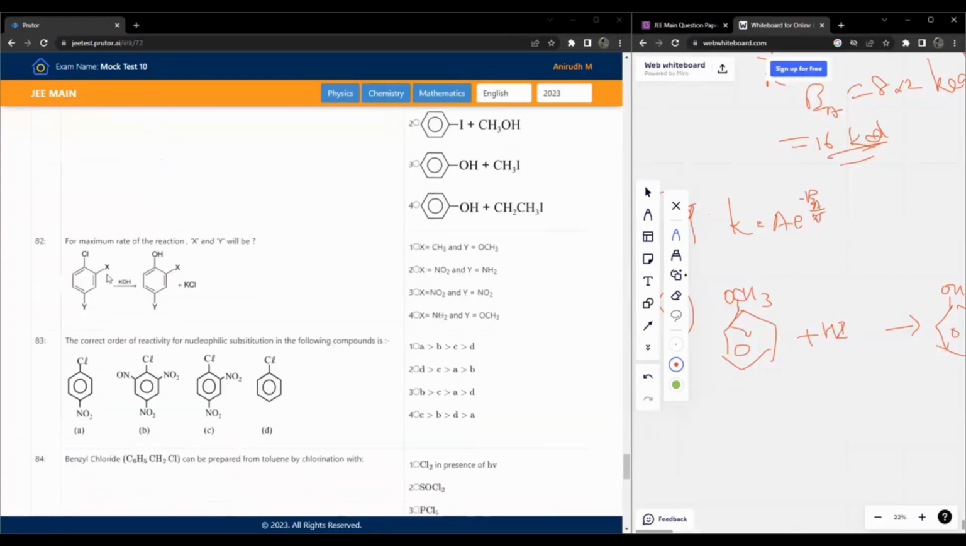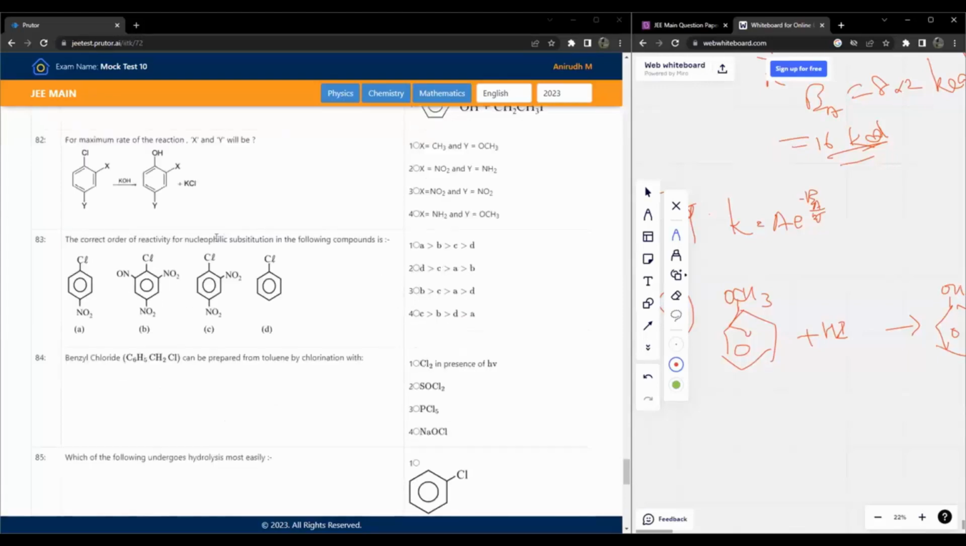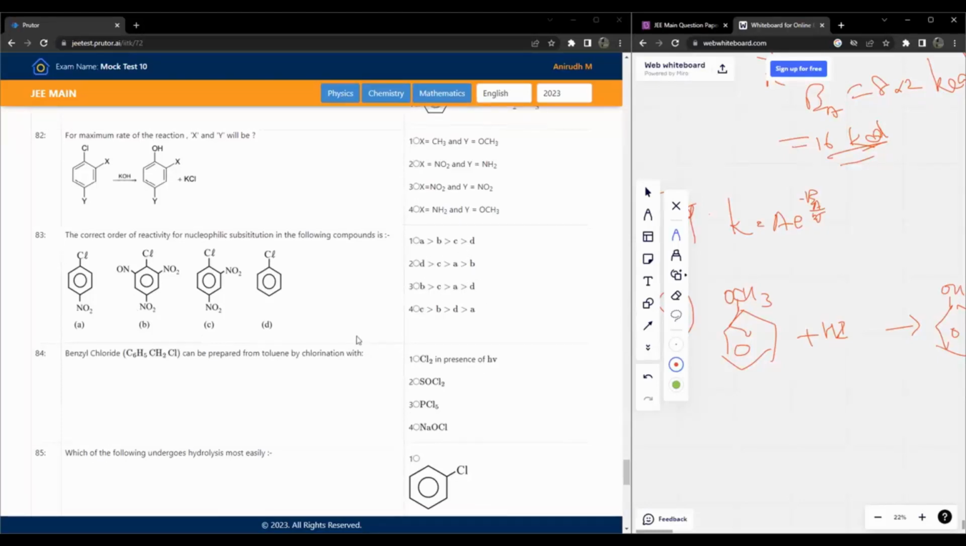For maximum rate of reaction, this is basically a test of electron withdrawing groups, right? Because it's OH, this is the nucleophilic substitution over here. You need electron withdrawing groups for this to happen at the maximum rate. The correct order for reactivity of nucleophilic substitution is again: the more the number of electron withdrawing groups, the better is your reactivity, and so B takes over C, takes over A, takes over D. So B, C, A, D, 3 is your answer, right?